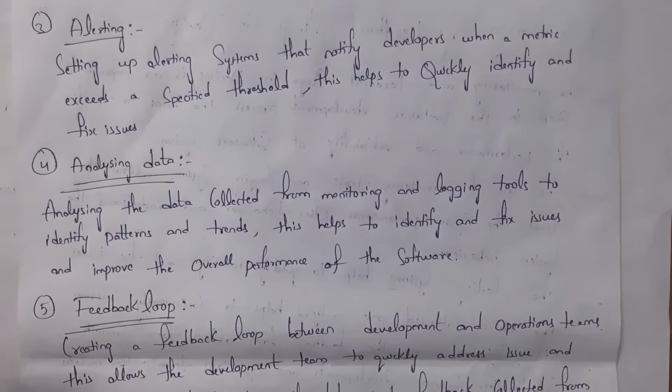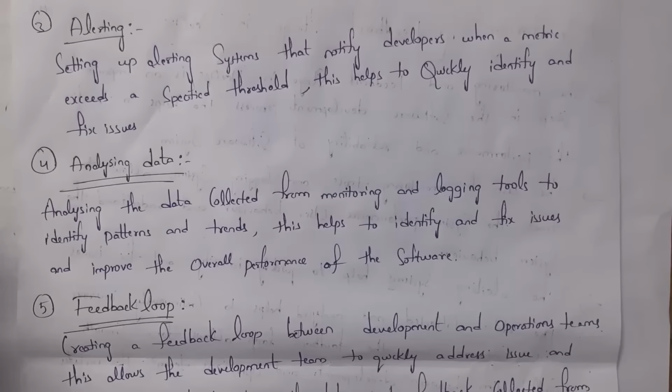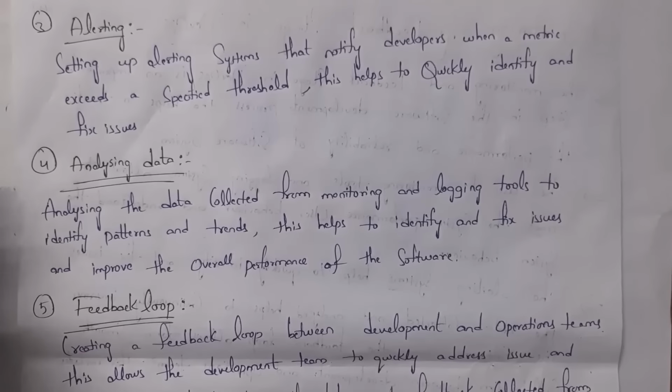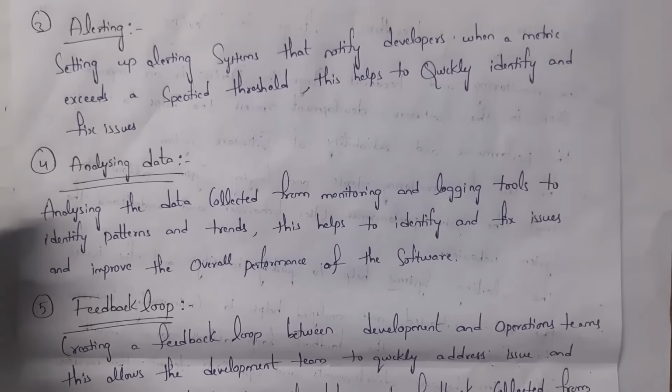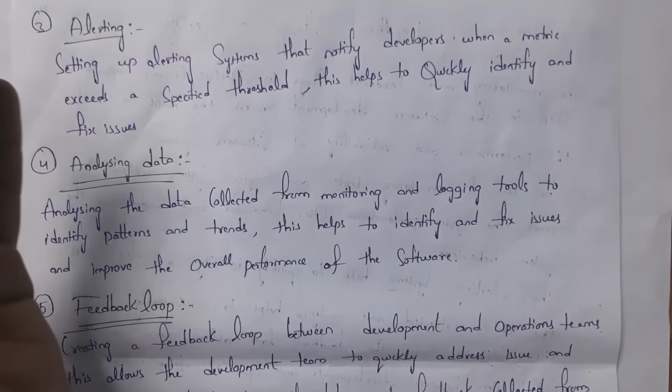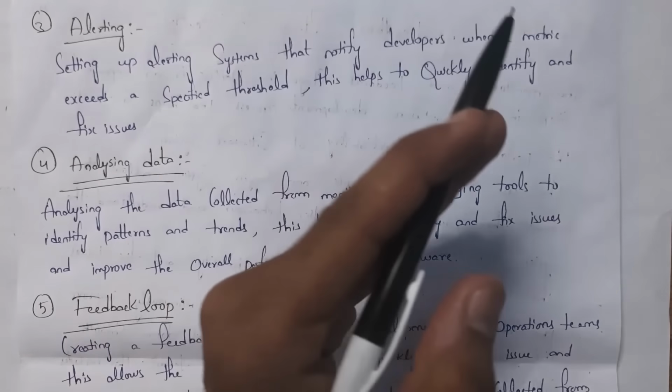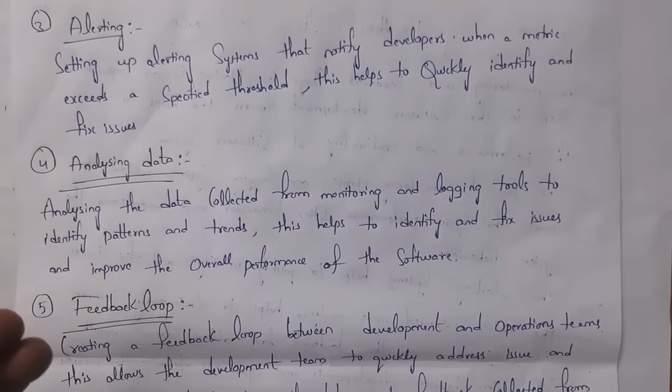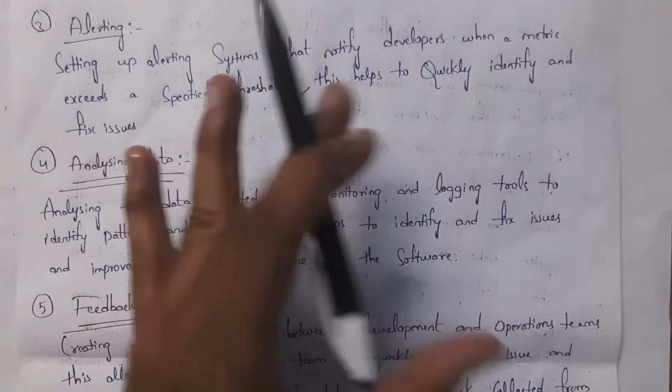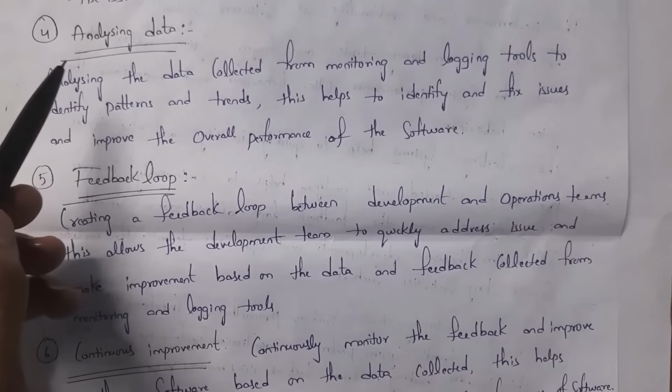And third one is alerting. For example, I developed one software. That software is not responding properly and it is consuming a lot of memory. So whenever it is consuming a lot of memory, automatically I will get one alert message. So immediately the developer will take action. So if we set alert systems, whenever any metrics exceed, automatically we will get an alert message and we can fix that issue.